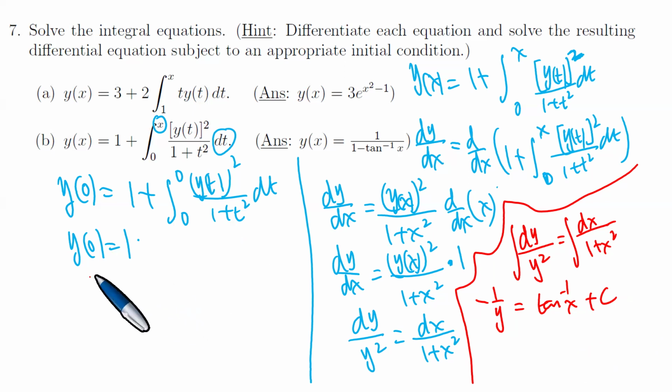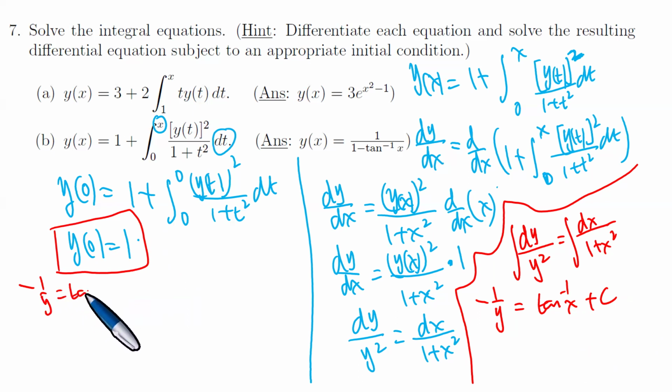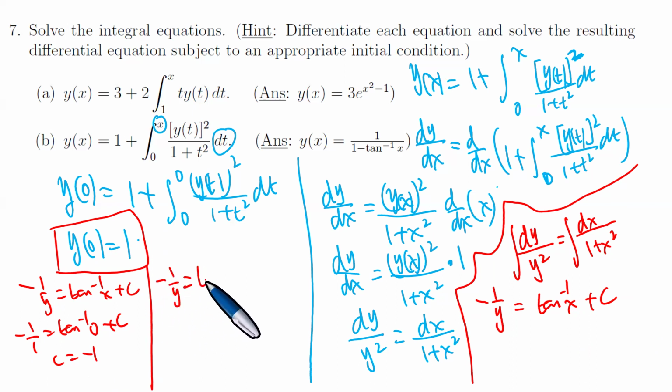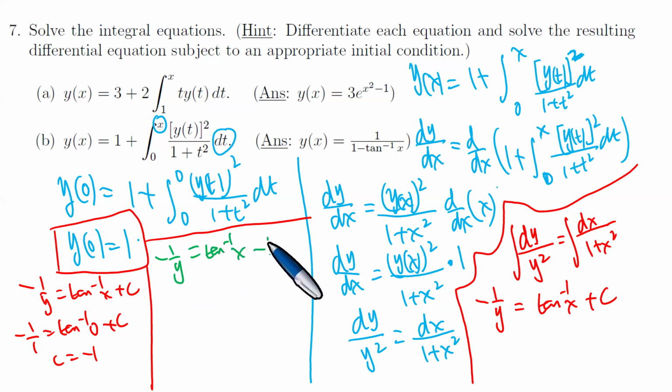So now we just need to use the initial condition here, because we already know that this is the initial condition. Y at 0 is 1. Y is minus 1 over 1 arctan 0. Which means that you have minus 1 over y equals arctan x minus 1. So this is going to be the answer. But you just need to make y the subject out of this. So in the place of the c here, we put minus 1, because we got c equal to minus 1. And that is going to be minus 1 over y equals arctan x minus 1.